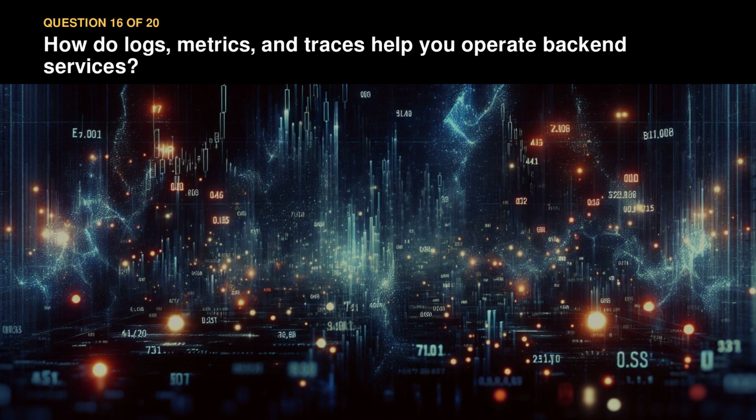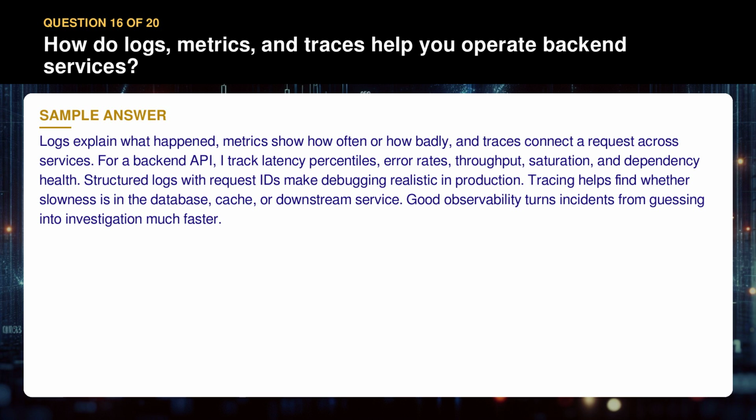Question 16. How do logs, metrics, and traces help you operate backend services? Logs explain what happened, metrics show how often or how badly, and traces connect a request across services. For a backend API, I track latency percentiles, error rates, throughput, saturation, and dependency health. Structured logs with request IDs make debugging realistic in production. Tracing helps find whether slowness is in the database, cache, or downstream service.